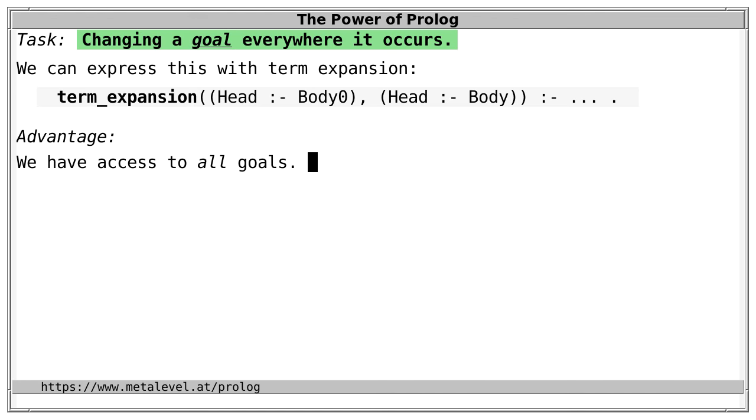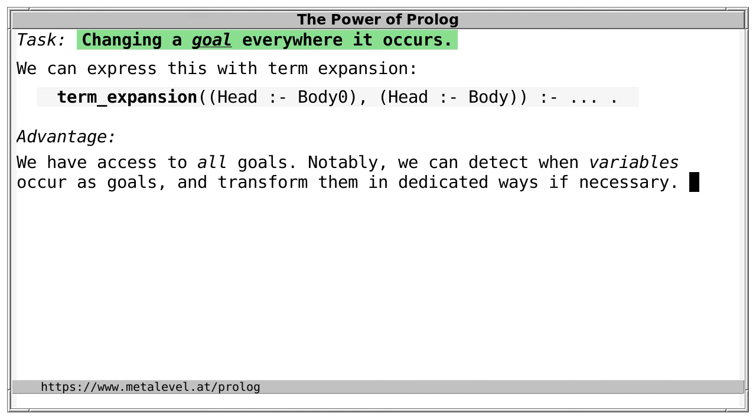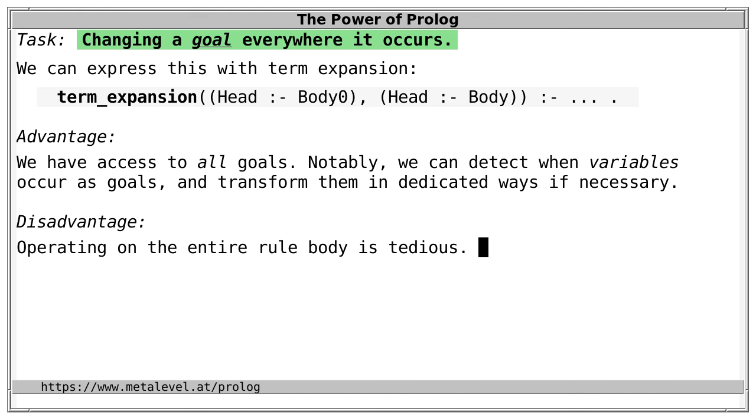entire rule and therefore all goals in it, even goals that are variables, that is, not yet known. So we can detect this and transform such goals in dedicated ways if necessary. And this advantage is in fact also a disadvantage, because operating on the entire rule body is tedious and also error prone. For instance, are we applying the expansion correctly to all goals? Are we taking all possible control constructs into account? And all ways in which the constructs can be nested and so on.